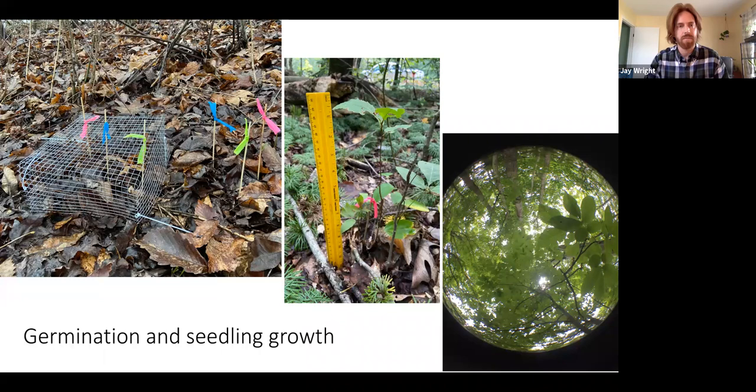So after I cache those viable seeds, I then return in the spring and summer to measure the growth of the seedling. And then I also collect information about the surrounding habitat and vegetation. So this photo here is a fisheye lens view of the canopy from the seedling's perspective. One of the important things for seedling growth is how much light the seedling's getting.